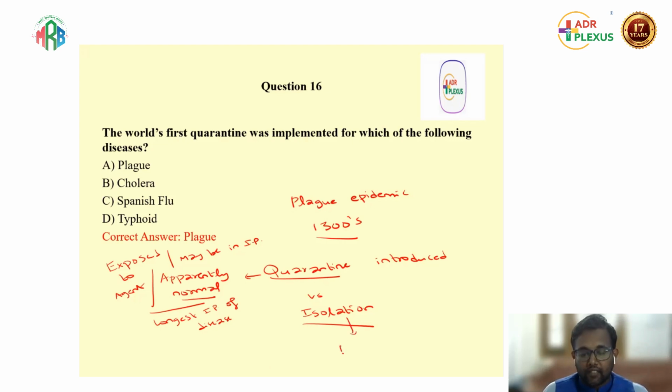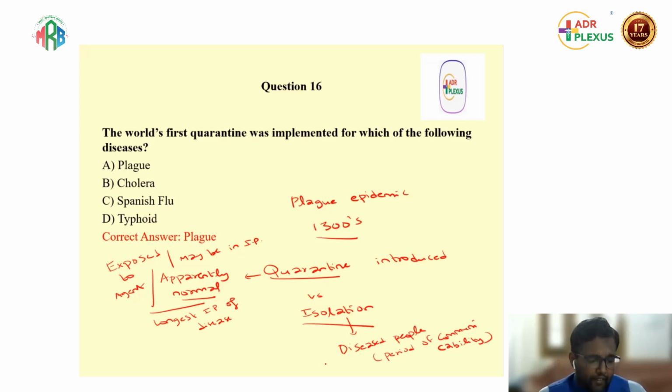What is isolation? These are diseased people. In order to prevent them from spreading the disease to others, we separate them. Period of communicability: for how much time will we separate them? We will separate them for the period of communicability of the disease.